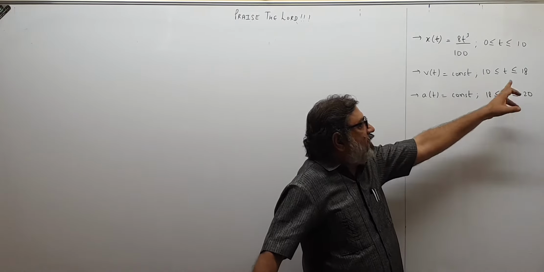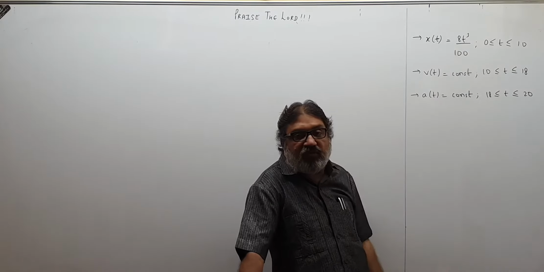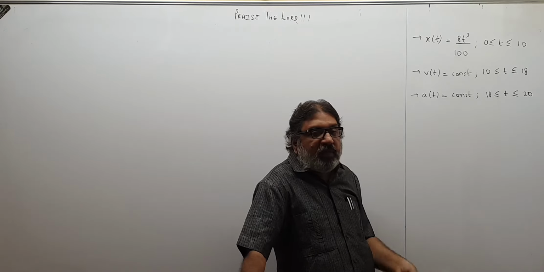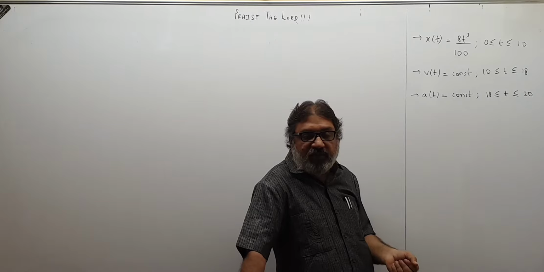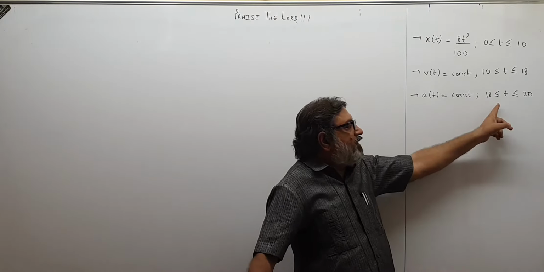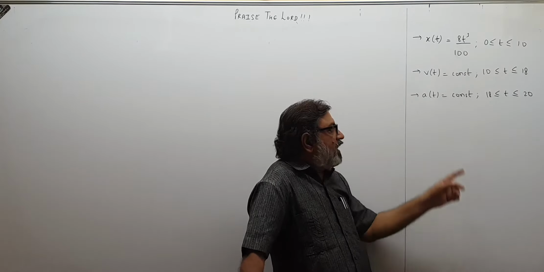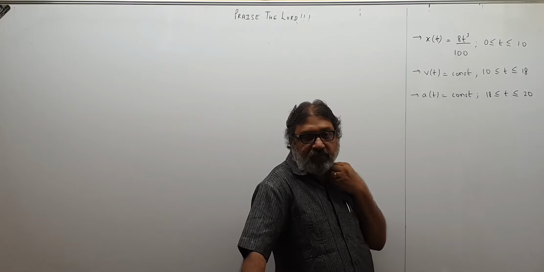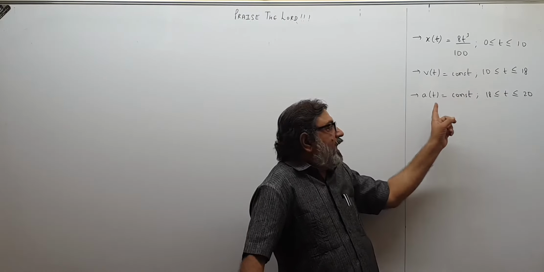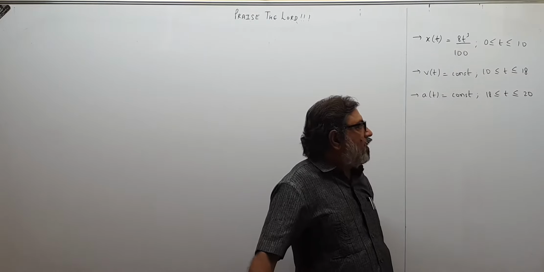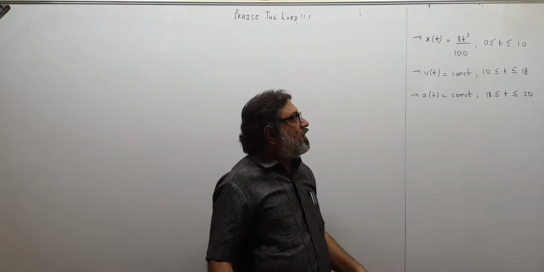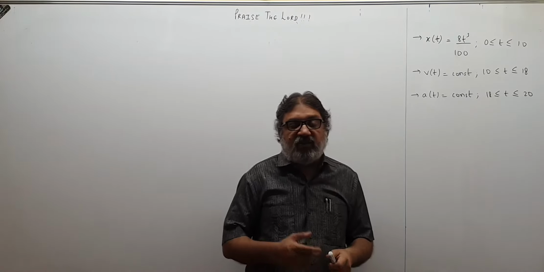Then from 10 to 18 seconds your velocity becomes constant, that means acceleration is 0. Velocity is constant and the body will still move, position will still keep on changing, it will not become stagnant. And from 18 to 20 seconds, in the last 2 seconds, acceleration becomes constant. So here acceleration was 0 because velocity is constant, and then acceleration becomes constant from 18 to 20 seconds in the last 2 seconds. So we want to plot the graph of position, velocity and acceleration with respect to time.